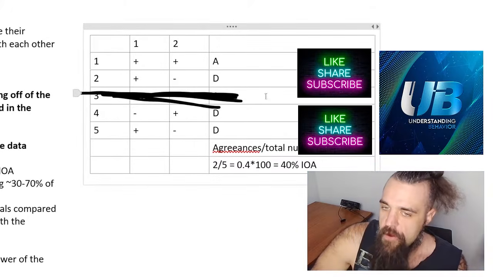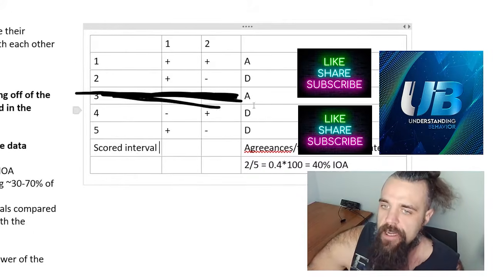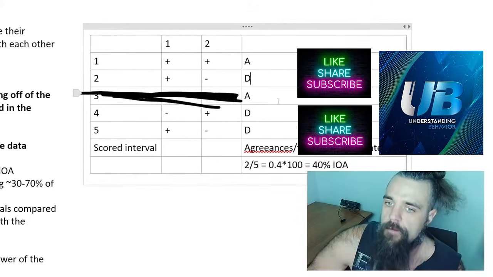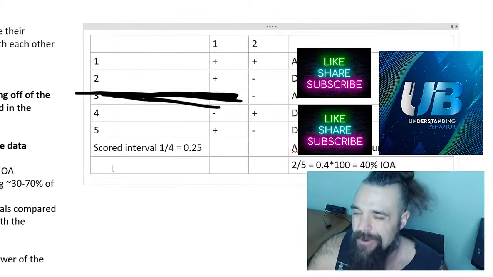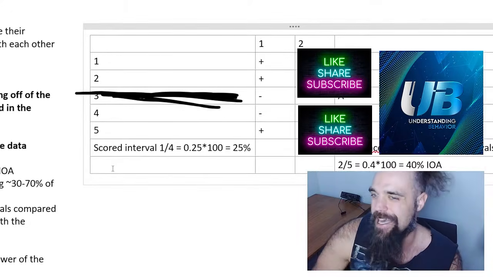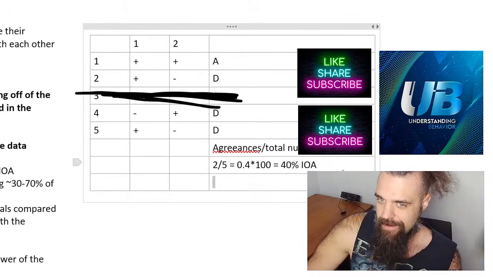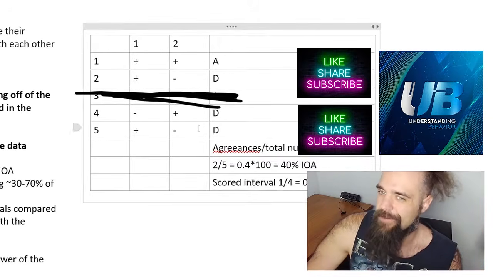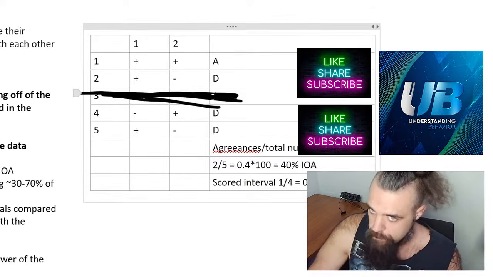plus. So now we want to take the agreeances divided by the total number of intervals again. For our scored interval, we want to take the 1 agreeance over 4 total intervals. So on this one, it actually got worse IOA. We got it down to 25%. Let's move this down here for scored interval. Again, we discount that one, where neither observer scored a plus.